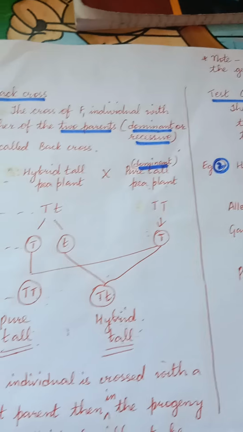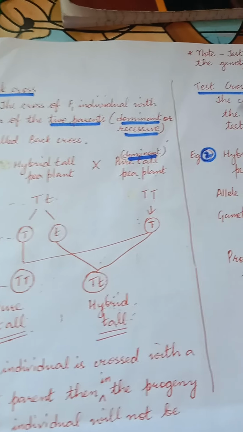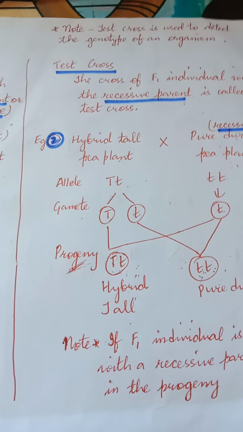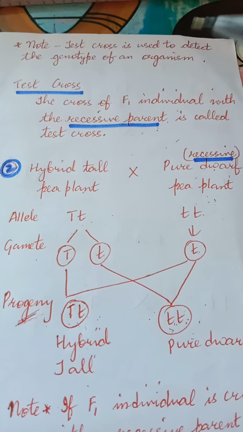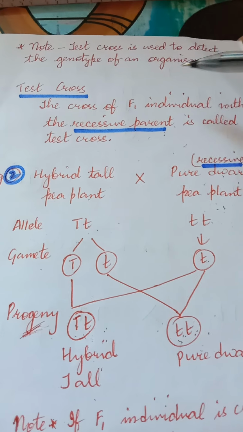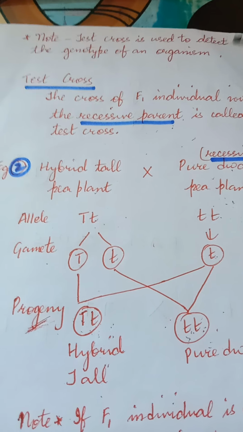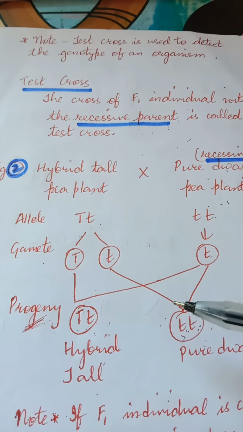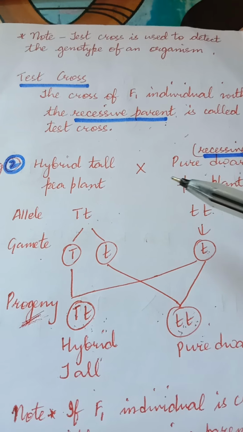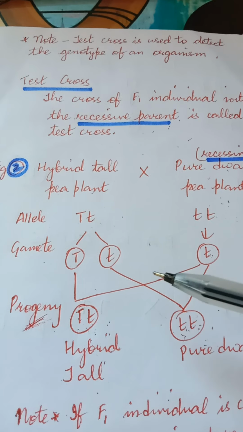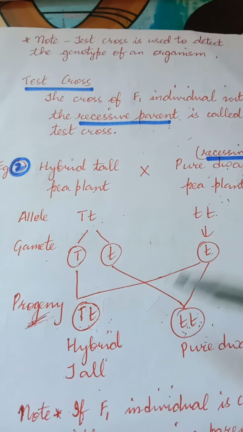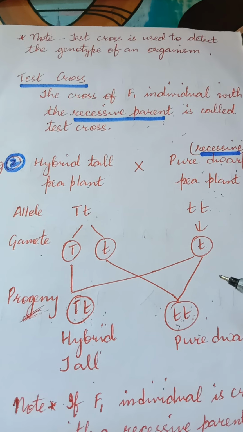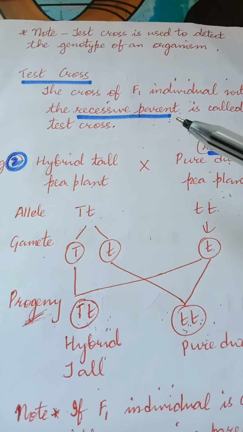Back cross means crossing the F1 individual either with the dominant or with the recessive parent. Test cross is usually done in order to test something, to find out or detect the genotype of an organism. An organism, like in this case a pea plant, may be tall from outside, so the phenotype may be tall, but we don't know the actual genotypic character. So to check the actual genotypic character of an organism, test cross is usually done.